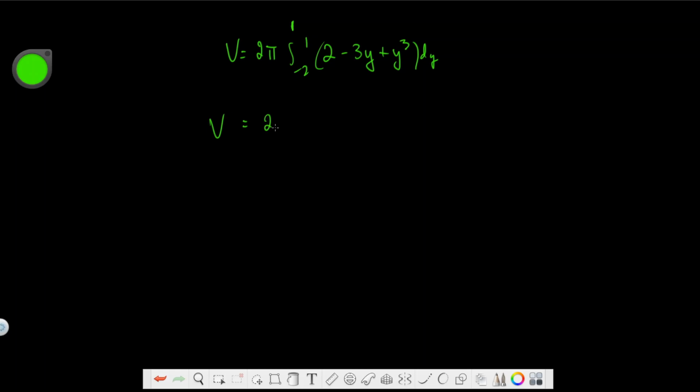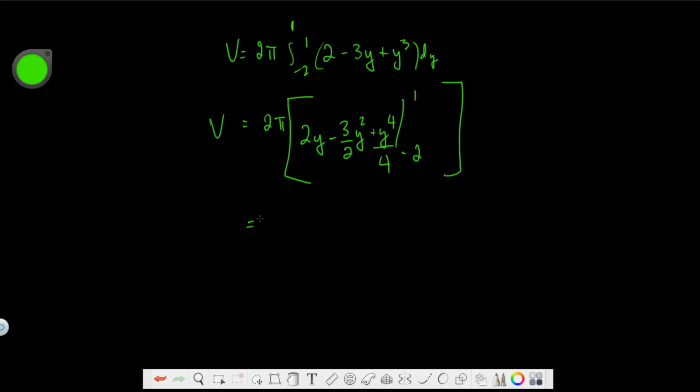We got 2 pi, and then let's integrate this thing. Definite integral from negative 2 to 1. Let's keep that 2 pi outside of this thing. We got 2y. Then we're going to have 3 halves y squared. Let me not forget that. And then we have y cubed, so that's going to be y to the 4th divided by 4. So just basic integration techniques. And then we evaluate. So we have 2 pi times, let's plug 1 into everything. We get a 2. We get a 3 halves. And we get a 1/4.